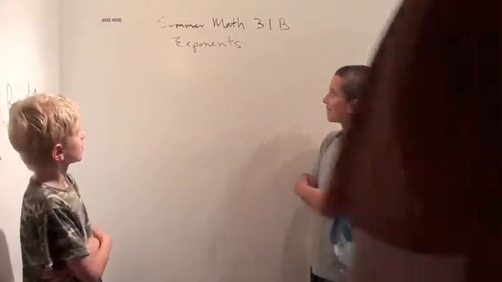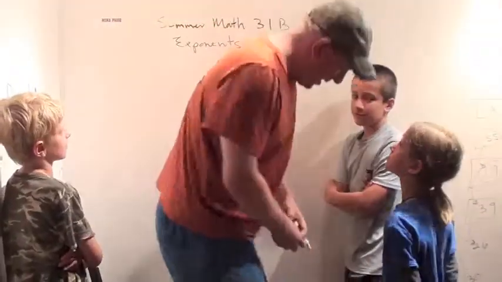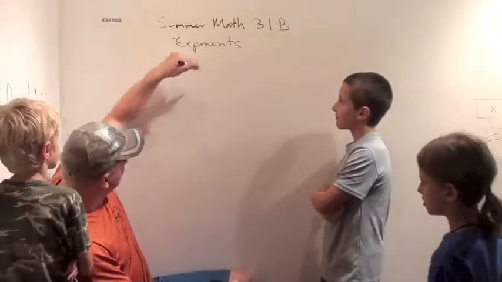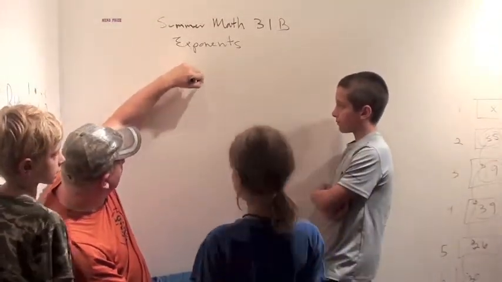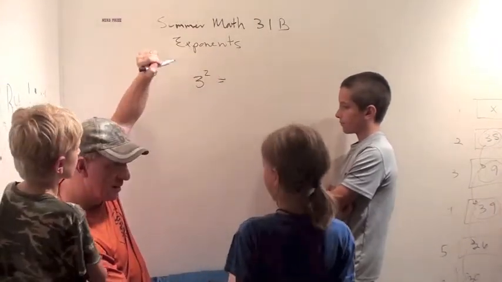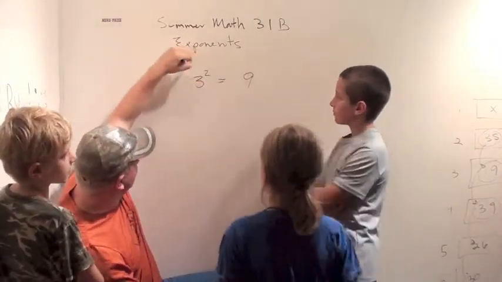Okay, so we're back talking about exponents. Now the one thing we've got to understand is how to go backwards. Let's start simple. 3 squared is what? 9. That's going this way.